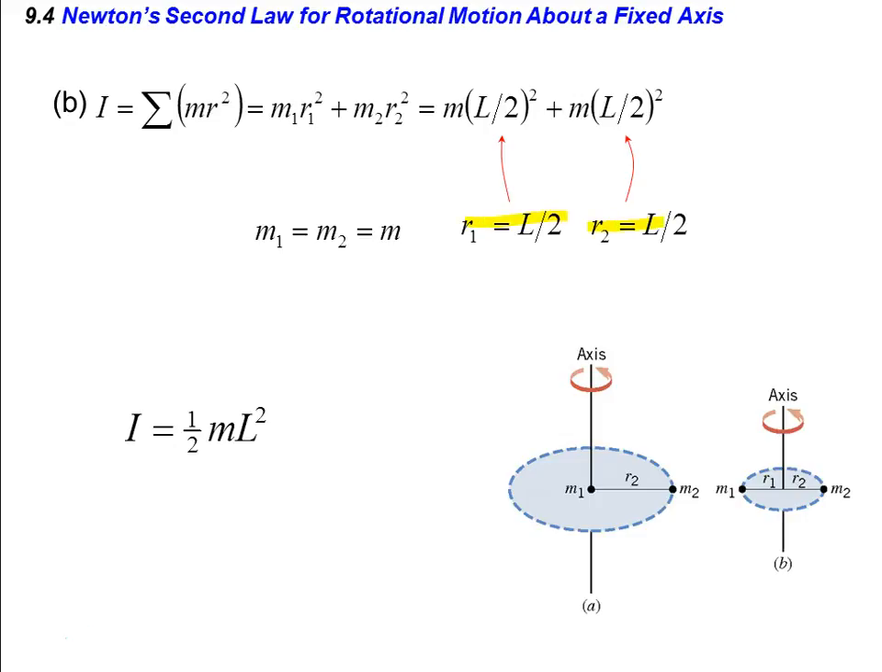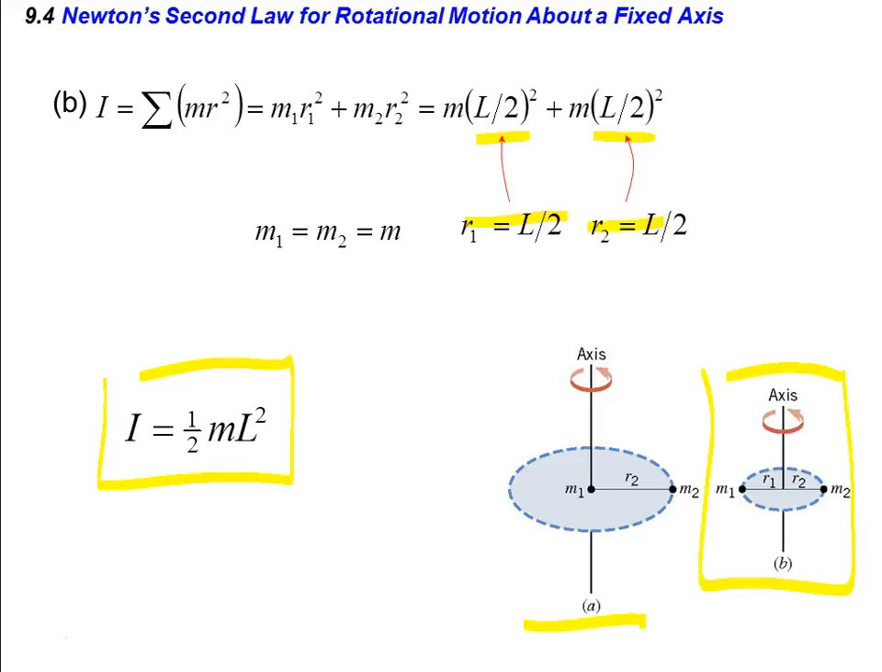So when we put in L over 2 for each of these masses, we get L squared over 4. So we have an L squared over 4 here, L squared over 4 here, add those together, and we get 1/2 mL squared. So just looking at this, we notice that the rotational inertia, or the moment of inertia, is less in this situation than it is in this situation.